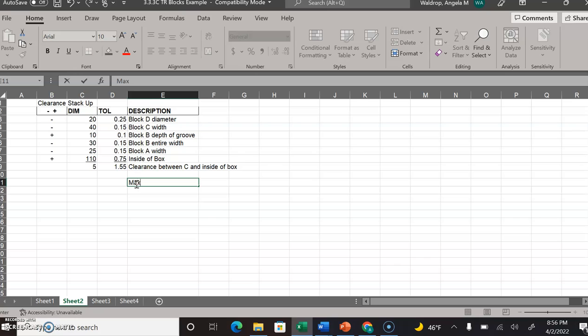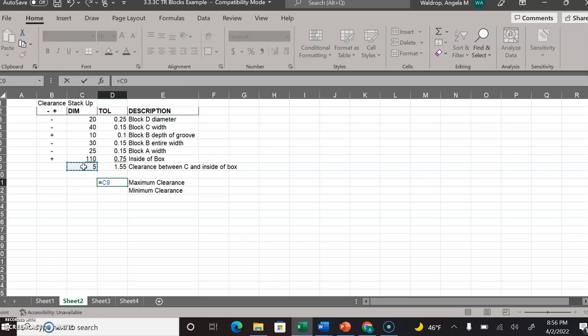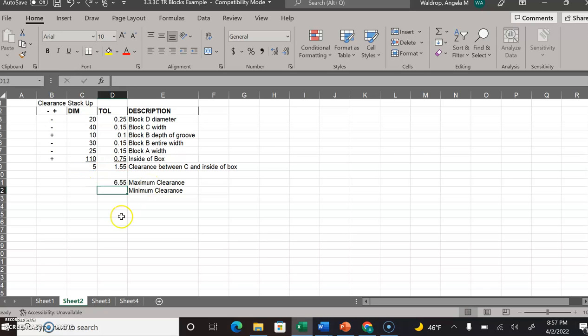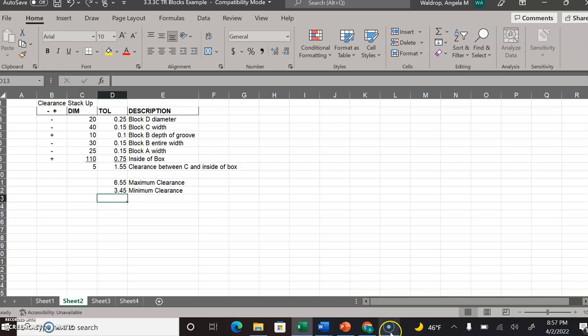Now there's a case where I might want to calculate the maximum clearance and the minimum clearance. So I'm going to go ahead and show you how to do that as well. Okay, for the maximum clearance, I'm going to take this nominal clearance and I'm going to add that number to it. So I'm going to say equals, this is the middle clearance plus the tolerance on the clearance. That gives me the maximum. And for the minimum, I'm going to take this nominal clearance and subtract the tolerance, and that'll give me the minimum clearance. And there you go. That is how you do your clearance stack ups.